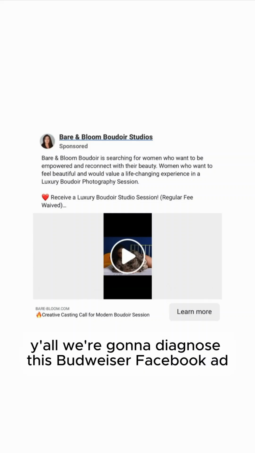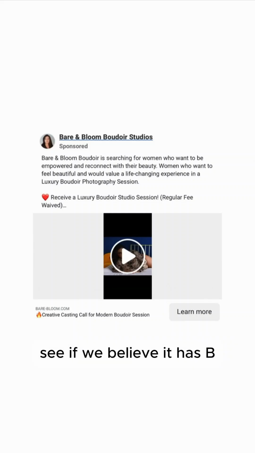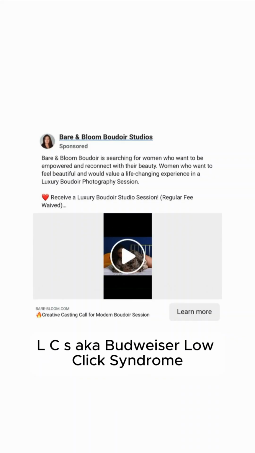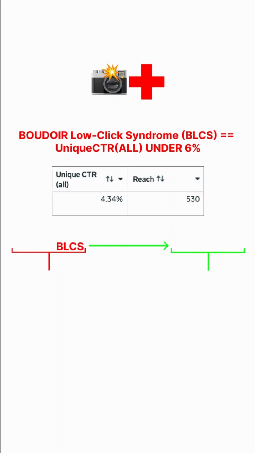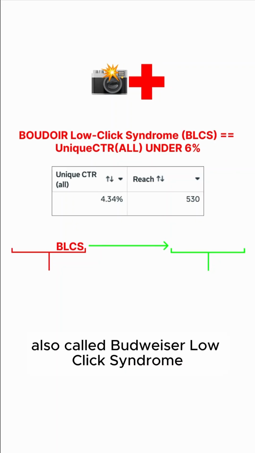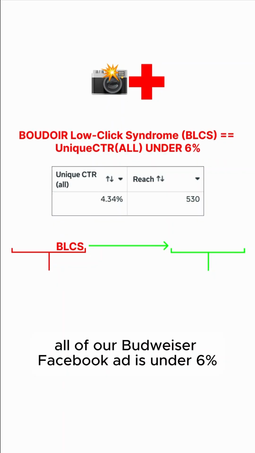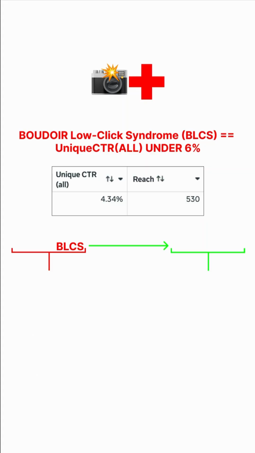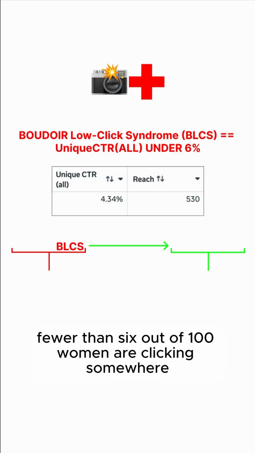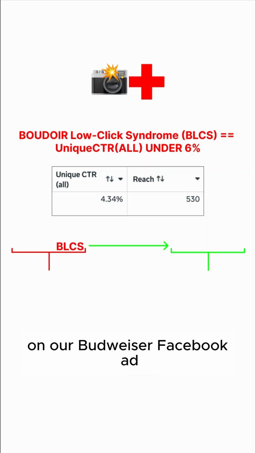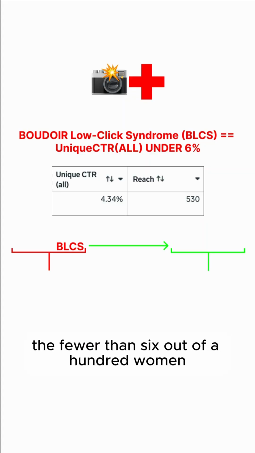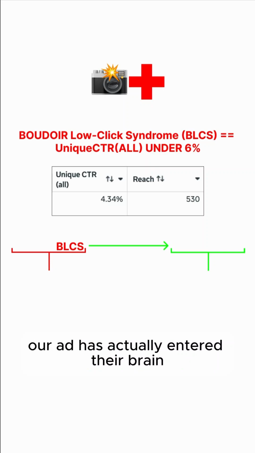All right, y'all, we're going to diagnose this Boudoir Facebook ad, see if we believe it has BLCS, aka Boudoir Low Click Syndrome. BLCS, also called Boudoir Low Click Syndrome, is when the unique CTR all of our Boudoir Facebook ad is under 6%. Now, this means fewer than 6 out of 100 women are clicking somewhere on our Boudoir Facebook ad, which means our ad has actually entered their brain.